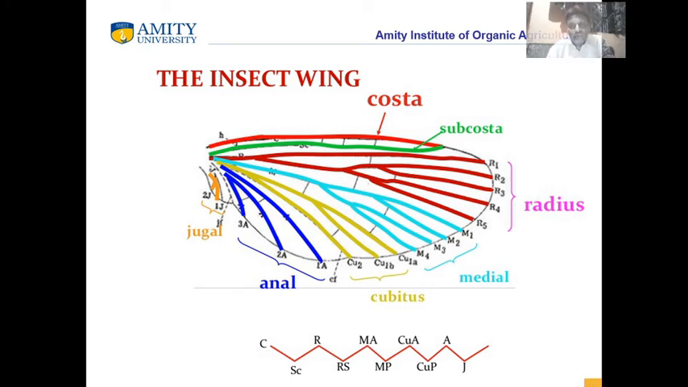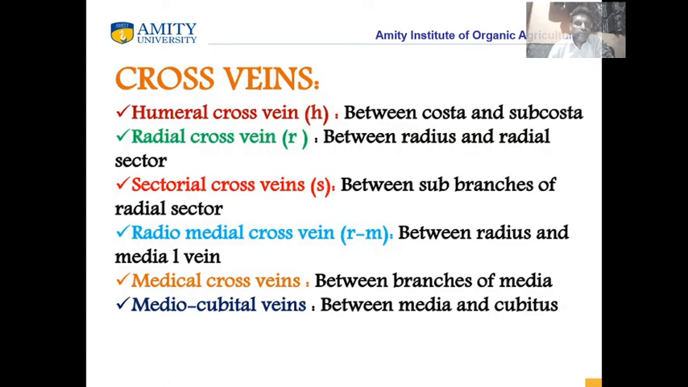Then media, or medial, are branched veins like M1, M2, M3 and M4. Cubitus is also branched, CU1A, CU1B and CU2. The last one, or the sixth longitudinal vein, is called anal vein. They are unbranched. They are 1 to 3 in number, 1A, 2A and 3A. Jugal veins, they are 1 to 2 in number. So this is the structure of insect wings and venations.